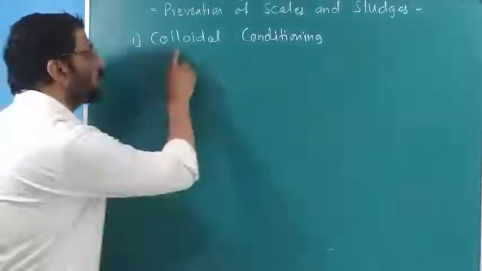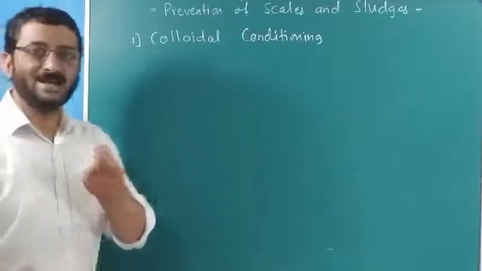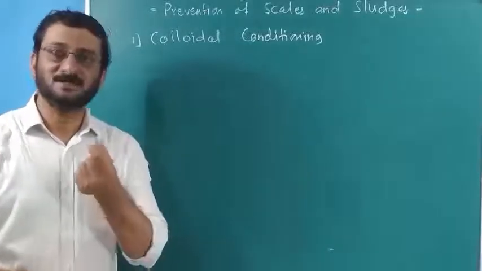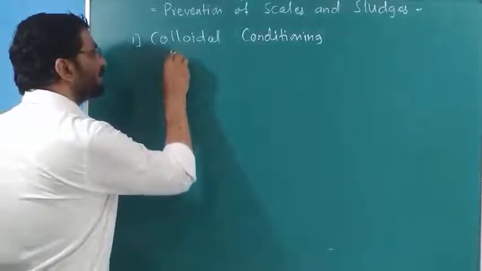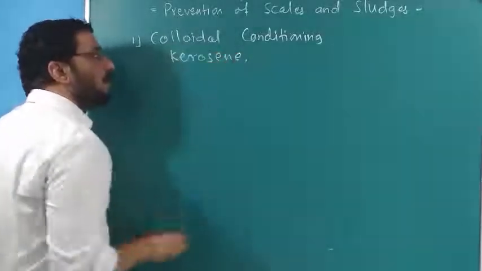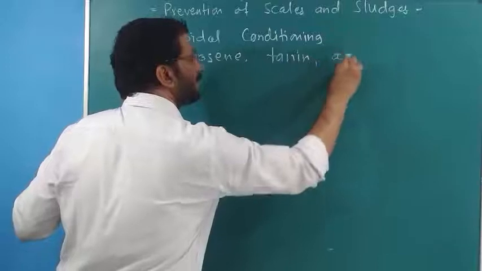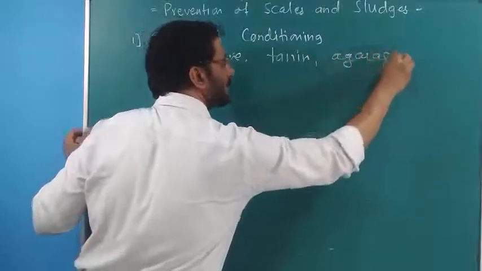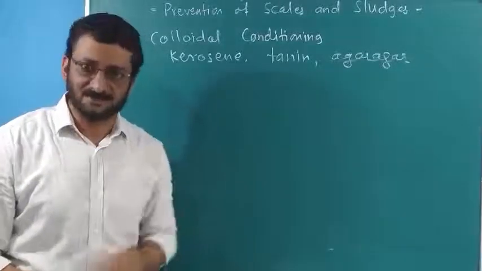First is colloidal conditioning. What is the meaning of this? Some gel-like substances, some oily substances we are adding in a boiler. It may be kerosene, or it may be tannin, or it may be agar-agar. These are oily substances, gel-like substances.